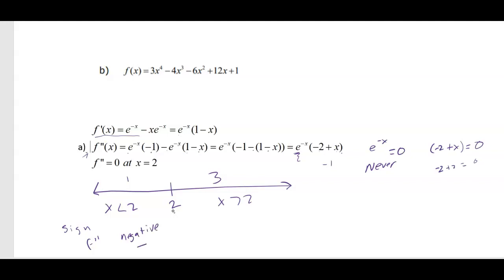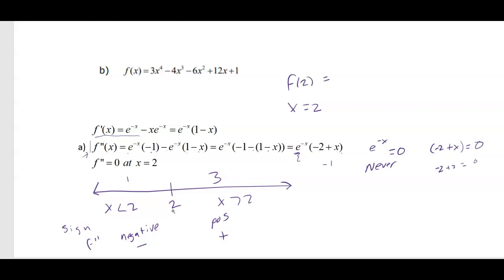Sometimes I just write a sign, and here I get a positive second derivative. So indeed, the second derivative does change sign there. So my inflection point occurs at x equals 2. And if I want the y-coordinate of that point, I have to find f of 2.